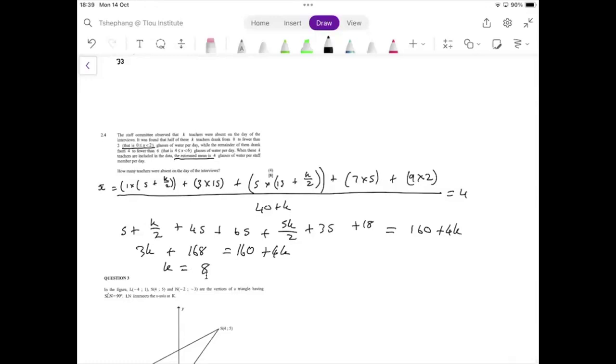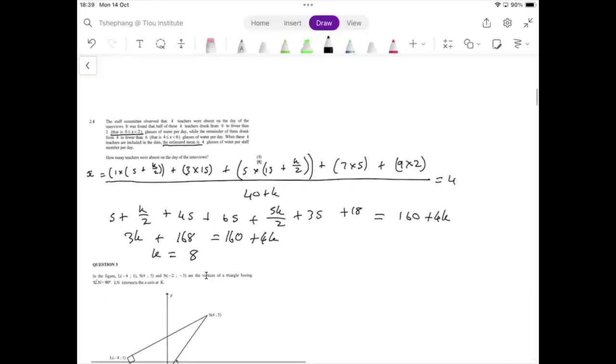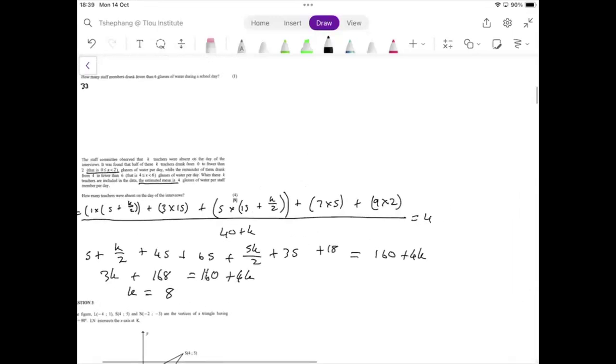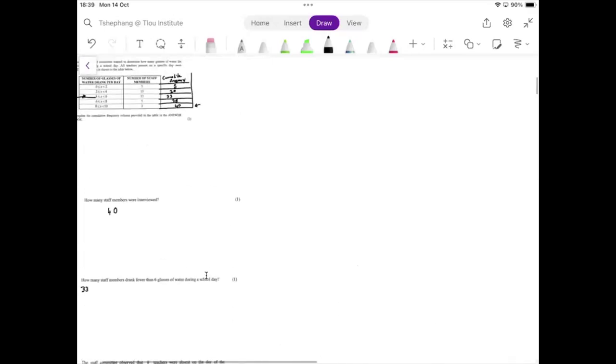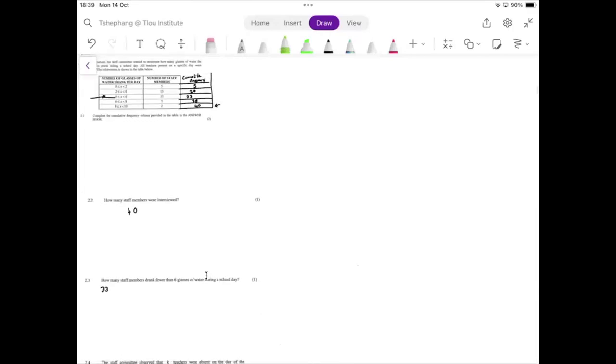Right. Now, if that one is confusing, there is an alternative way where you can just take the midpoint and multiply it by the number of staff members. Maybe let me just do it here. I think maybe everyone's going to like this one.